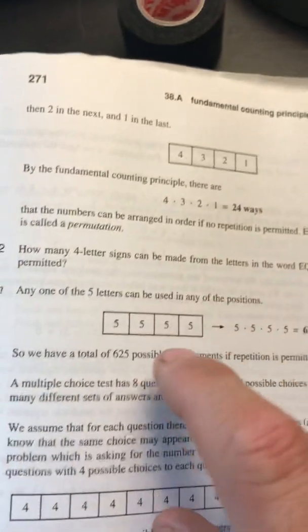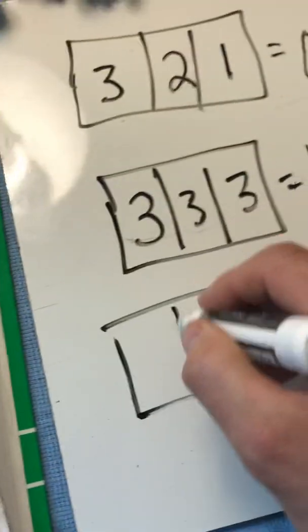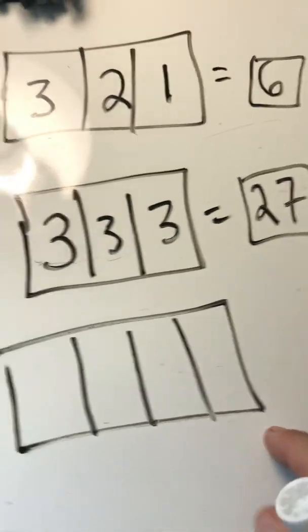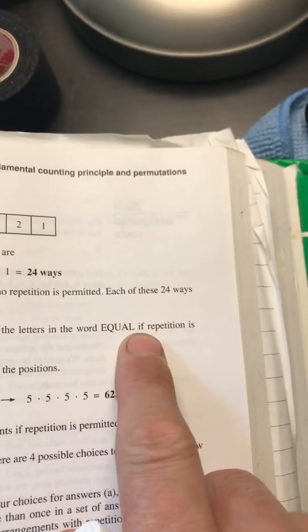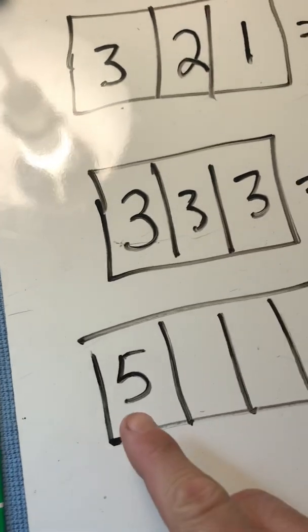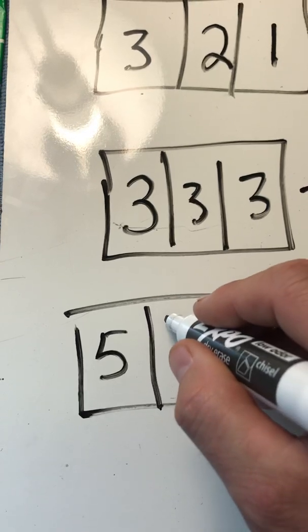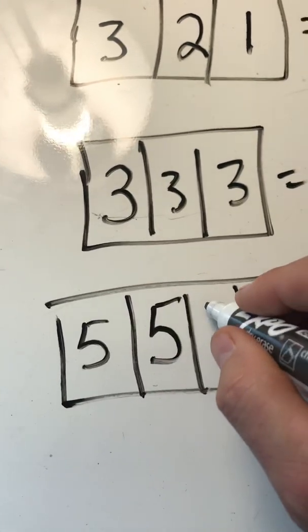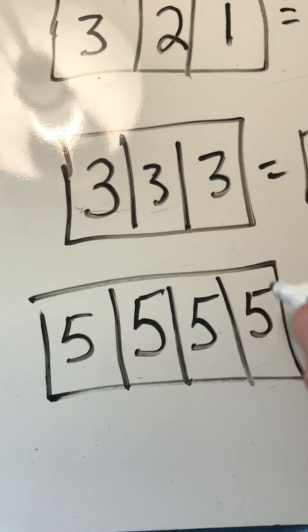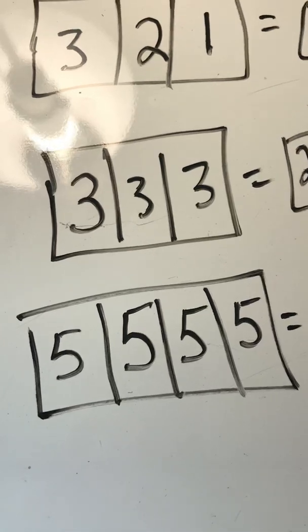24 ways. Now, how many 4-letter signs can be made from the letters in the word equal? 4-letter signs. That means that there are 4 boxes possible, but the word equal has 5 letters. If repetition is permitted, then you can use an E, a Q, a U, an A, or an L there. You're allowed to repeat, so same options there, same options there, same options there. 5 times 5 times 5 times 5, 625 options.